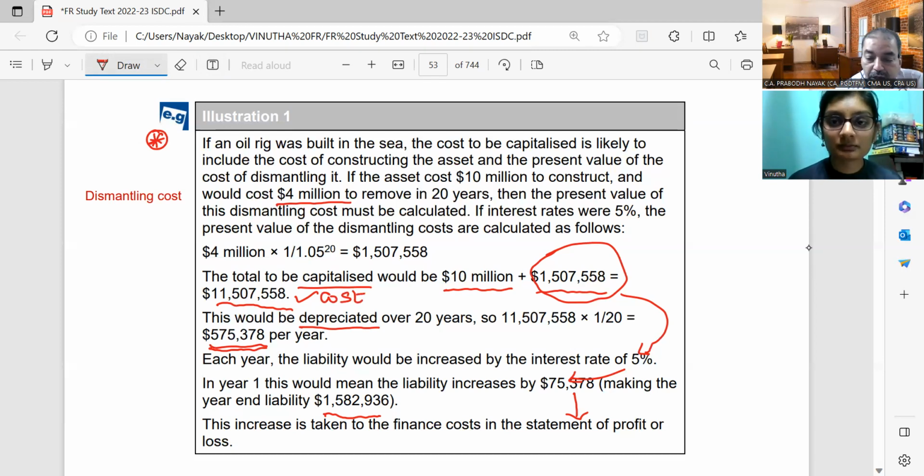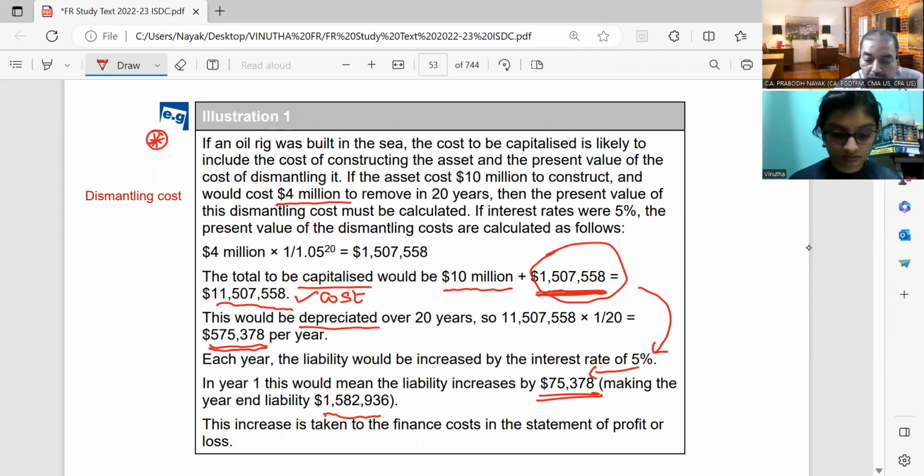Each year, the liability will be increased by the interest rate of 5%. What is the liability? This figure, no? Which we showed. I told you one effect is to add to the cost of the asset. The second effect is that this figure will come on the liability side, and each year it is going to increase by the amount of interest. So on this 1,507,558, if I calculate 5% now, it comes to 75,378. You can see this figure here. I've shown the arrow mark, 75,378. So on 1,507,000, you calculate 5% interest, that will give you this figure, 75,378.